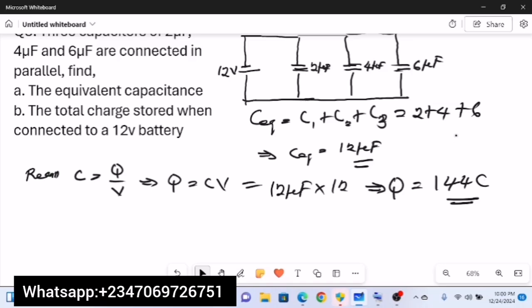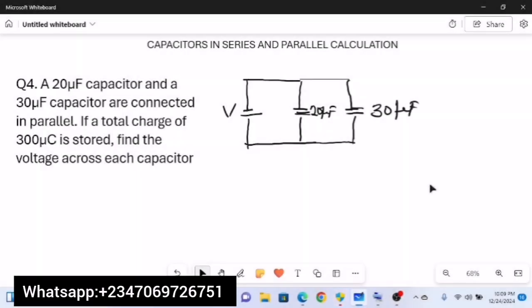Now let's pick the second and final question under the parallel condition. Alright, so let's consider the final question for this session. The question says a 20 microfarad capacitor and a 30 microfarad capacitor are connected in parallel. If a total charge of 300 microcoulombs is stored, find the voltage across each capacitor.